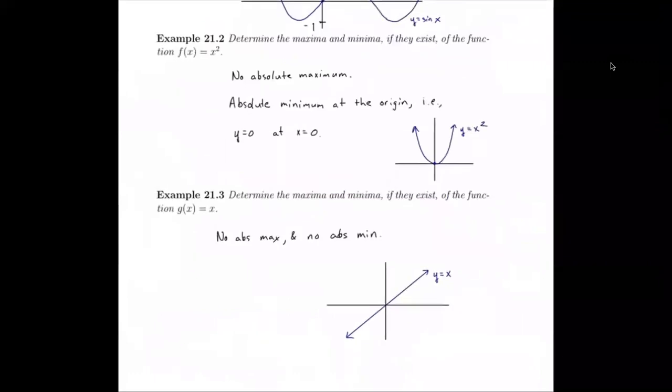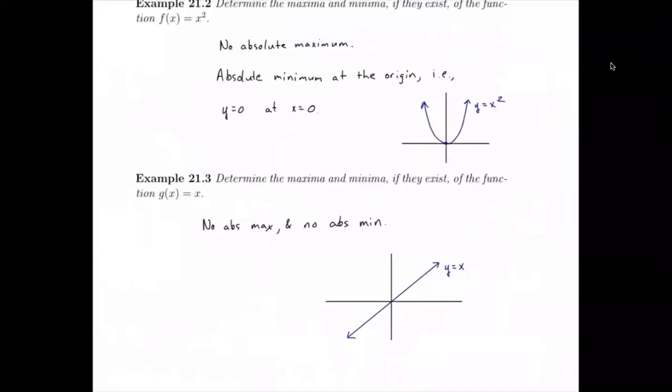Okay, next, the third example down here. Determine the maxima and minima, if they exist, of the function g of x equals x. Well, this is the line y equals x in its graph, right? This thing has no absolute max and no absolute min. It continues on indefinitely this way, so it'll always attain a larger value than anything you could list, and it could always attain a lower value or a smaller value than anything you could write down.